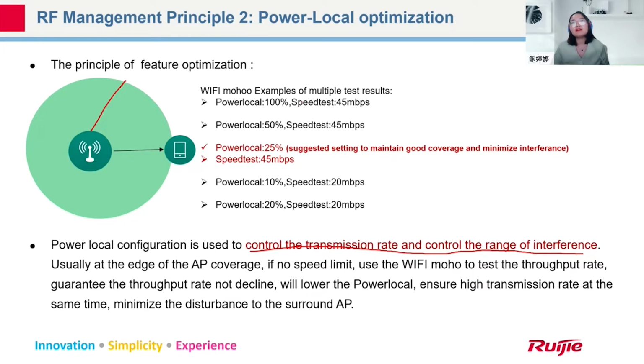That means even if you limit the power to half, the speed is still enough for us to visit the internet. Then you can reduce the power level again to 25%, and the speed is 45 Mbps. If you continue to 10%, you will find the speed becomes smaller than at 25%. So we suggest the setting that maintains good coverage and minimizes interference. The power level is 20%.